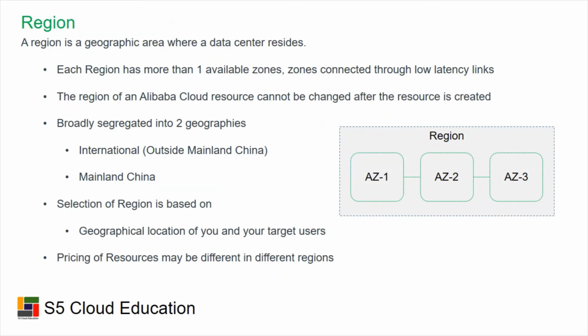Basically, a region is a geographic area where a data center resides. Each region has more than one availability zone connected through low-latency links. The region of an Alibaba Cloud resource cannot be changed after the resource is created. For example, when you create an ECS service in a specific region, say India, you cannot move it into another region, such as Singapore. Besides, as discussed, regions are broadly segregated into two geographies.